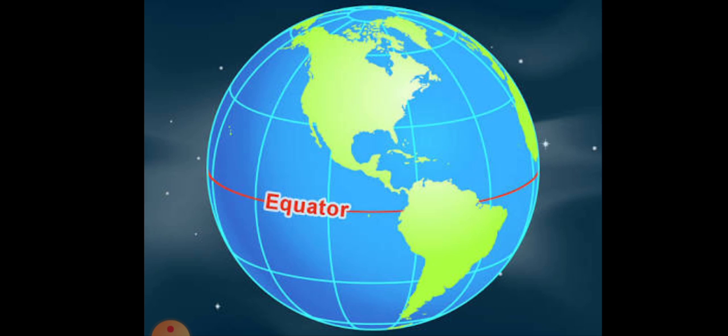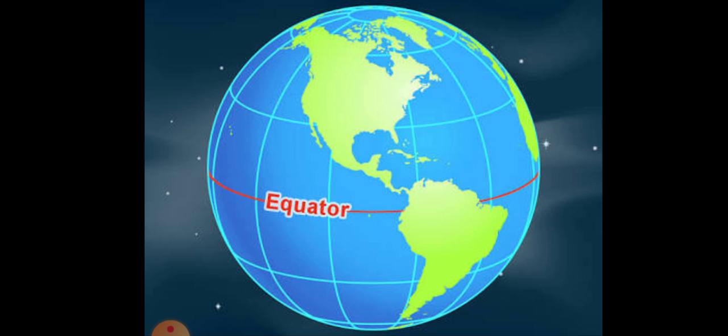Now let's see the value of each latitude. The equator represents the 0-degree latitude. The distance from the equator to either of the poles is 1/4 of a circle round the earth. It will measure 1/4 of 360 degrees, which is 90 degrees. 90 degrees north latitude marks the North Pole and 90 degrees south latitude marks the South Pole.